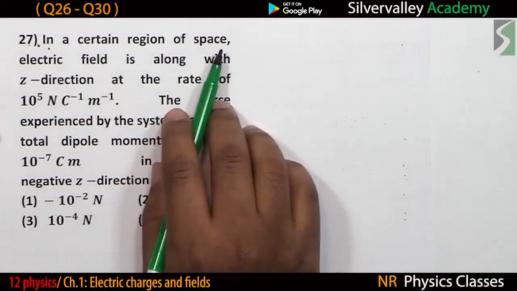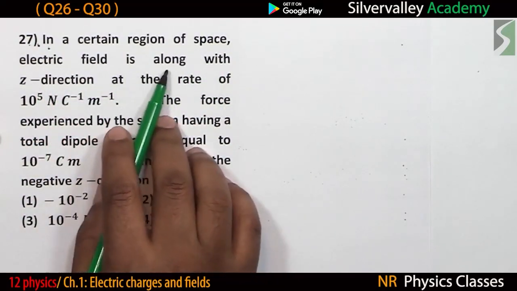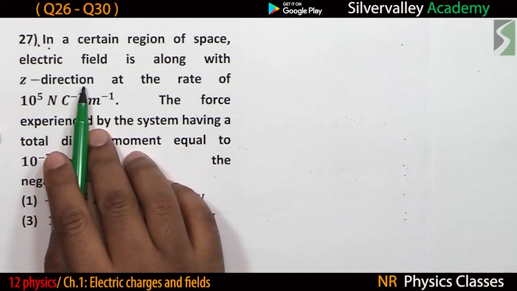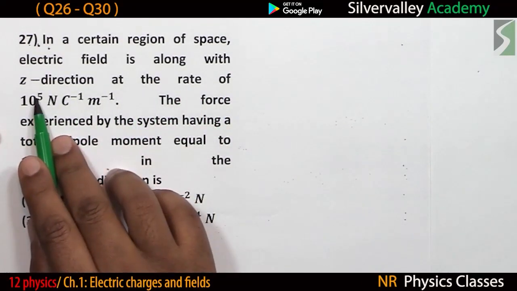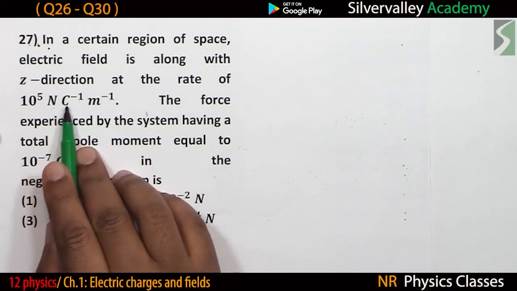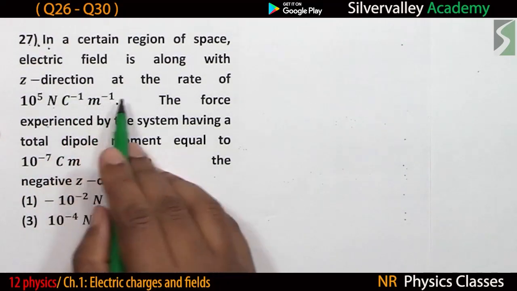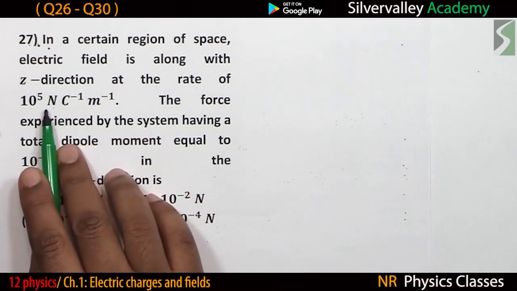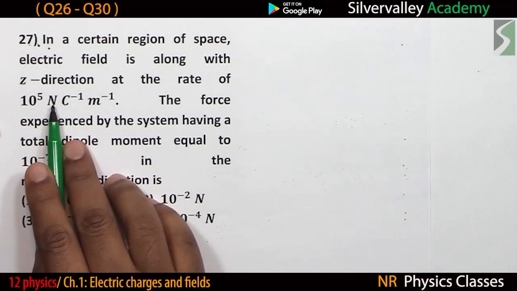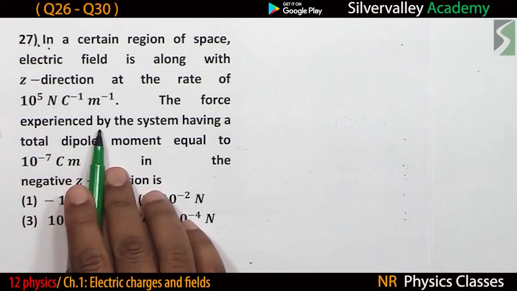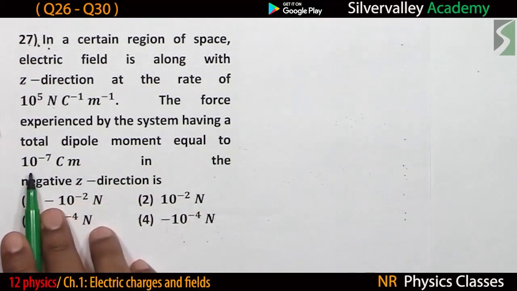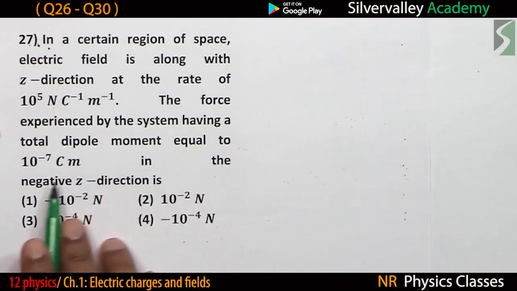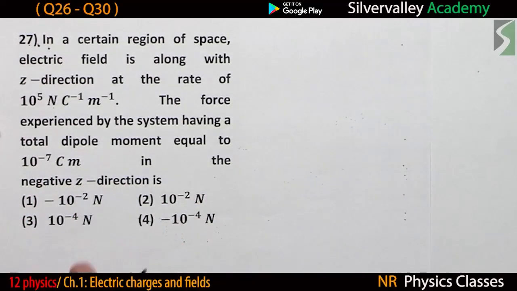In a certain region of space, the electric field is along the z direction, changing at the rate of 10 to the power of 5 Newton per Coulomb per meter, which means the electric field is changing with respect to distance. The force experienced by the system having a total dipole moment equal to 10 to the power of minus 7 Coulomb meter in the negative z direction is? So we have to find the force.